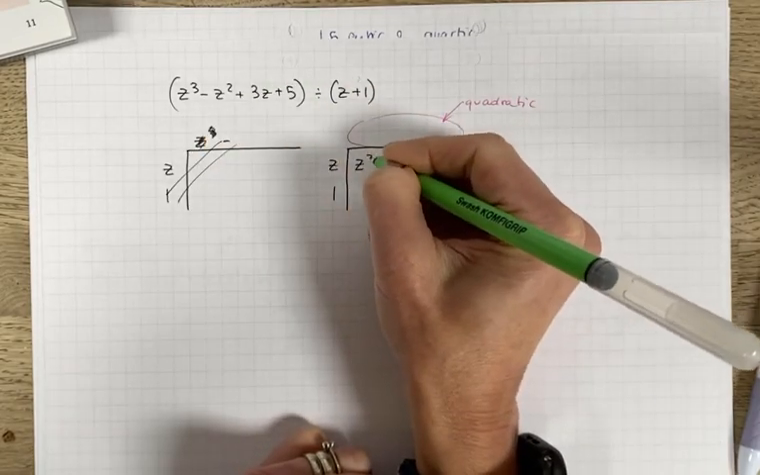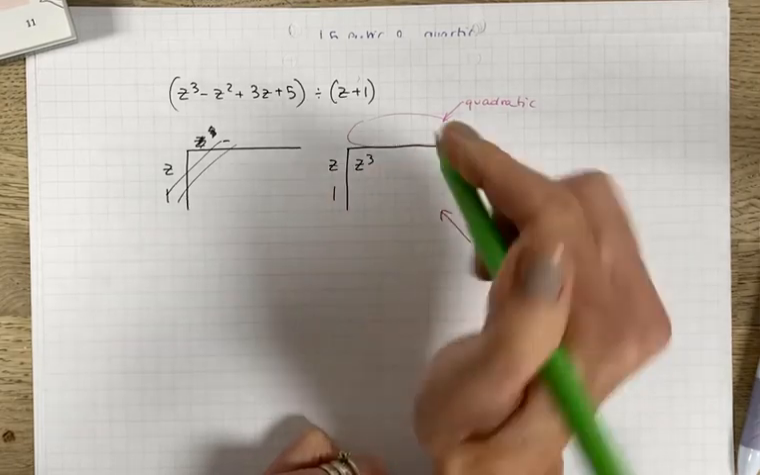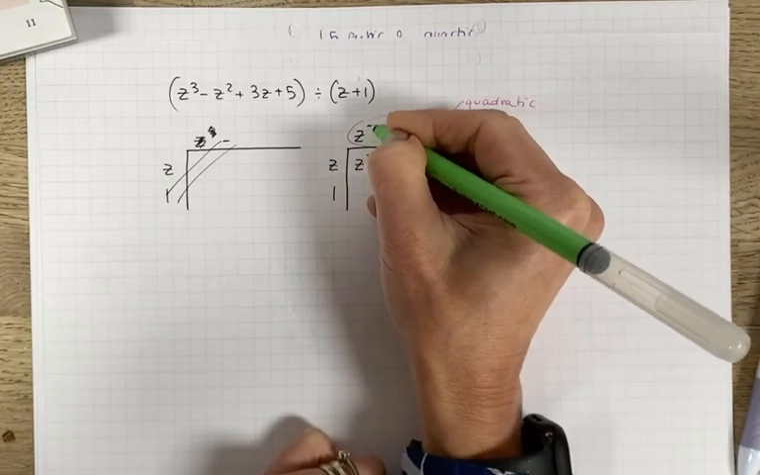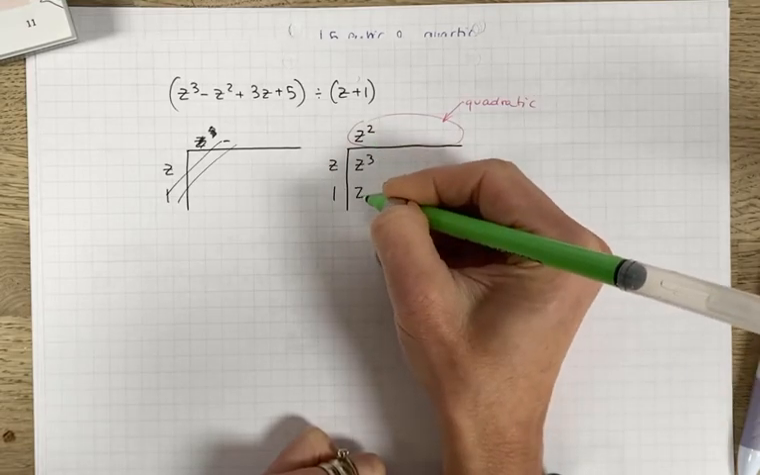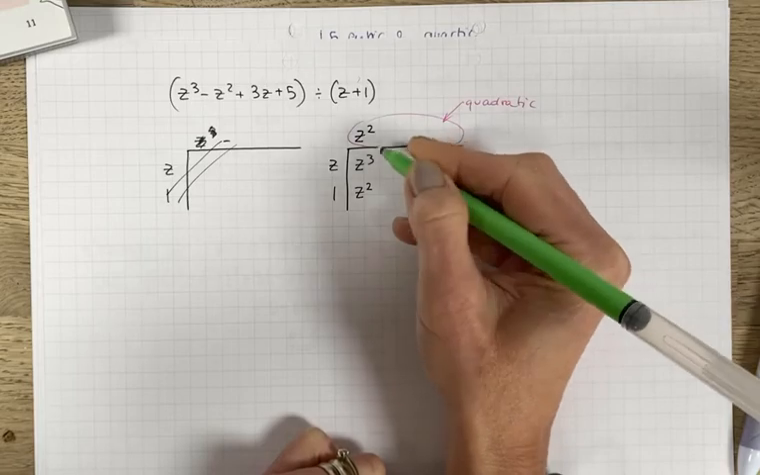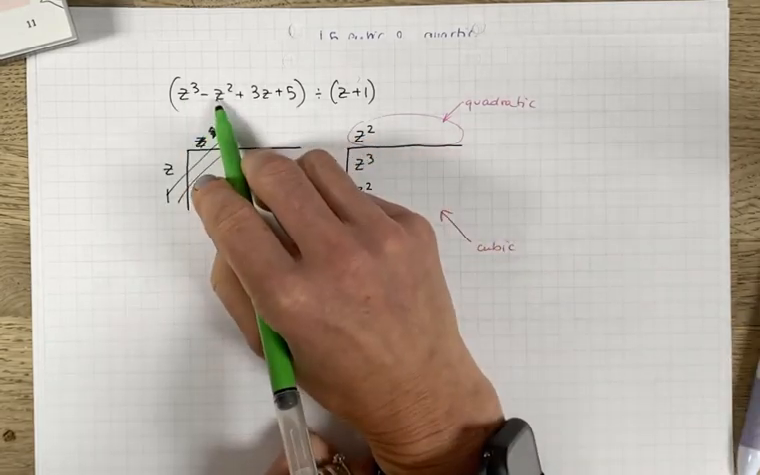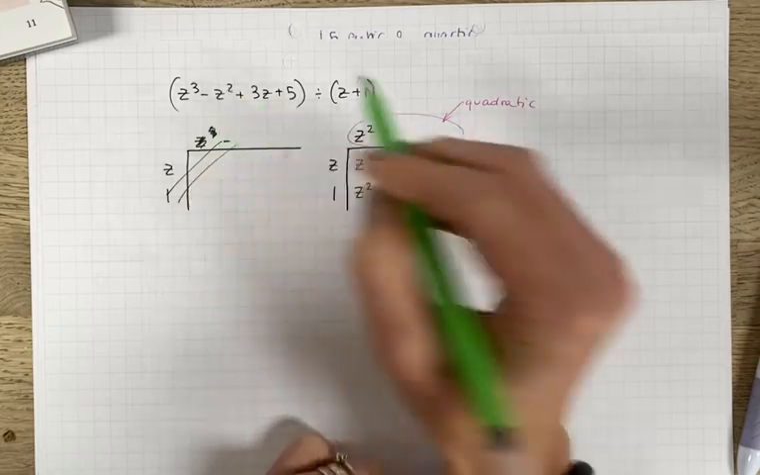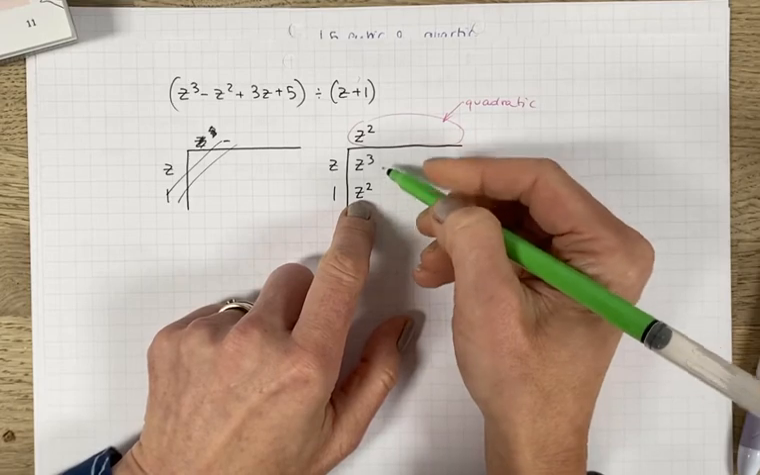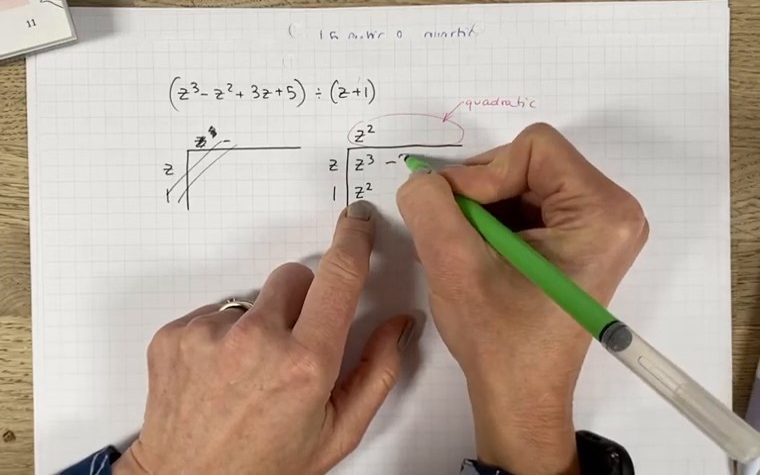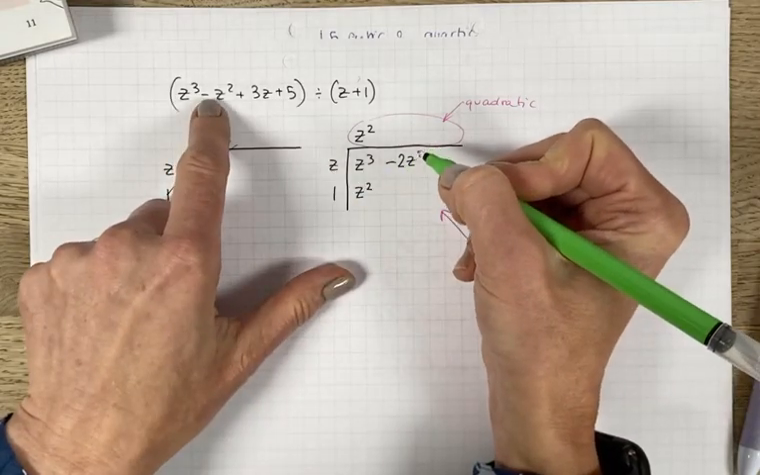So z cubed. So z times what gives me z cubed? So you know it's z squared. So you put z squared above. Then you do z squared times 1 to give you this term here. And then you know that in here, you've got to have minus 1z squared terms. At the moment, you've got one of them. So you need to adjust this amount. So you've got to put minus 2z squared. So these two add up to minus z squared.